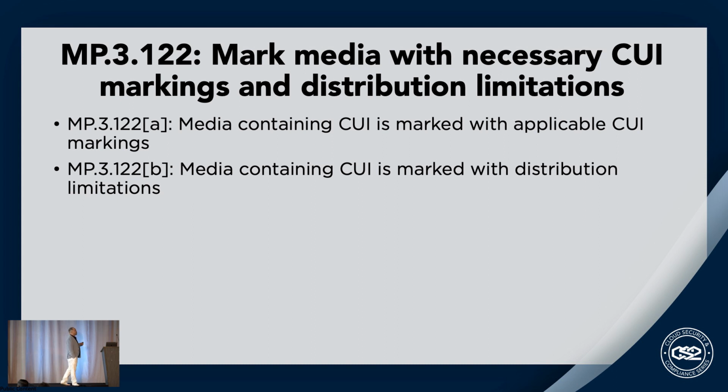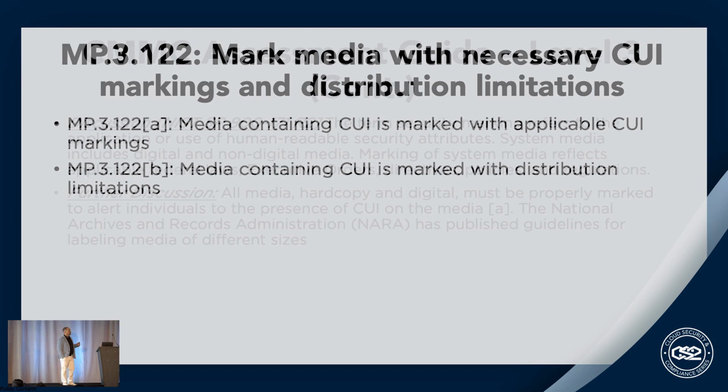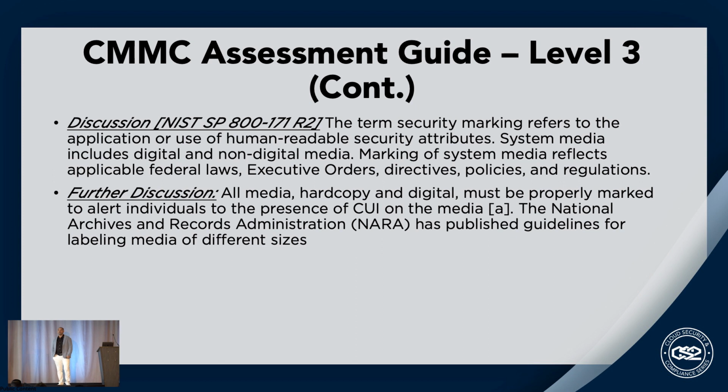And so when we're talking about this control, it has two assessment objectives. The first one is, right, media containing CUI is marked with the applicable CUI markings, and then the Bravo assessment objective is the media containing CUI is marked with any distribution limitations on it. When you're reading in the CMMC assessment guide, under the further discussion, it talks about all media, hard copy and digital, must be properly marked.